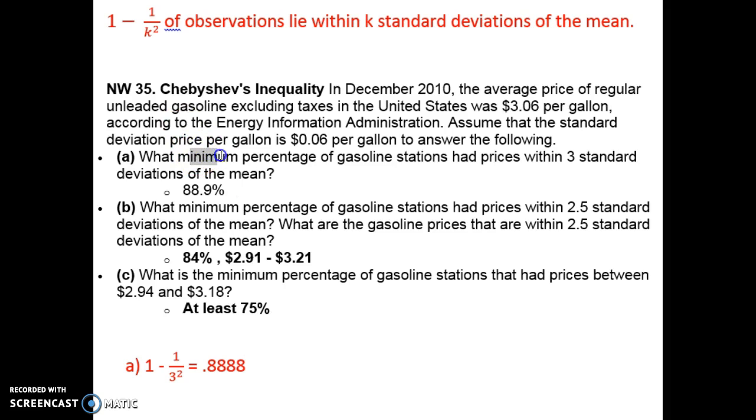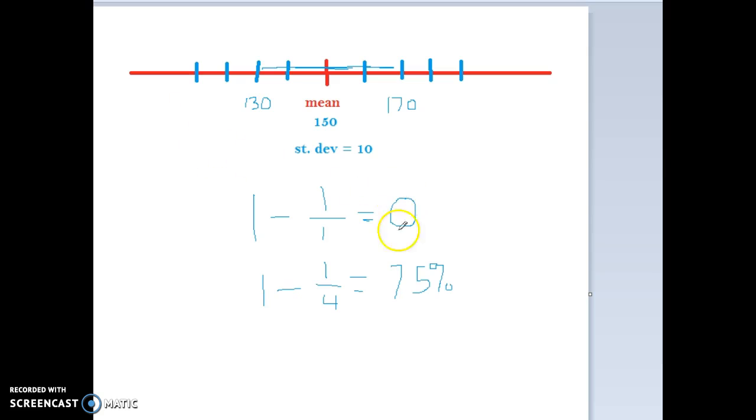That's the minimum possible percentage. It could be a lot more than that, but at least 88.9. That's what this theorem is telling us, is the absolute lowest amount that could lie within that range. That's why you get 0 when you do the first one, because 0 is the absolute lowest amount that could lie within that range. Could be a lot more. Definitely couldn't be less. And then within 2 standard deviations, 75% lie within that range. Could be a lot more within that range, depending on your data, but it can't be less than that.